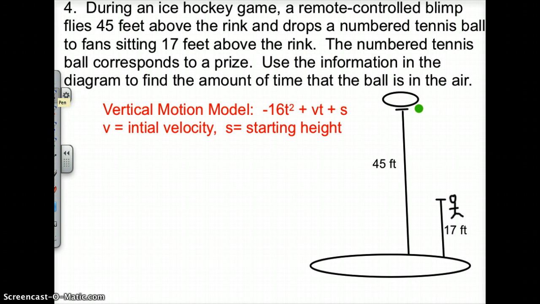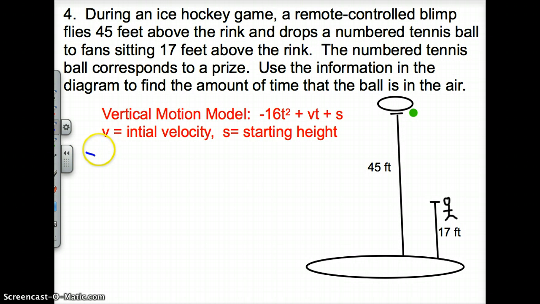So we start with v. What is our initial velocity? Well, we drop something. We let it go. What is our initial velocity? There is no initial velocity. So I'm going to start with negative 16 t squared plus, and I'm plugging in 0 in for this v.